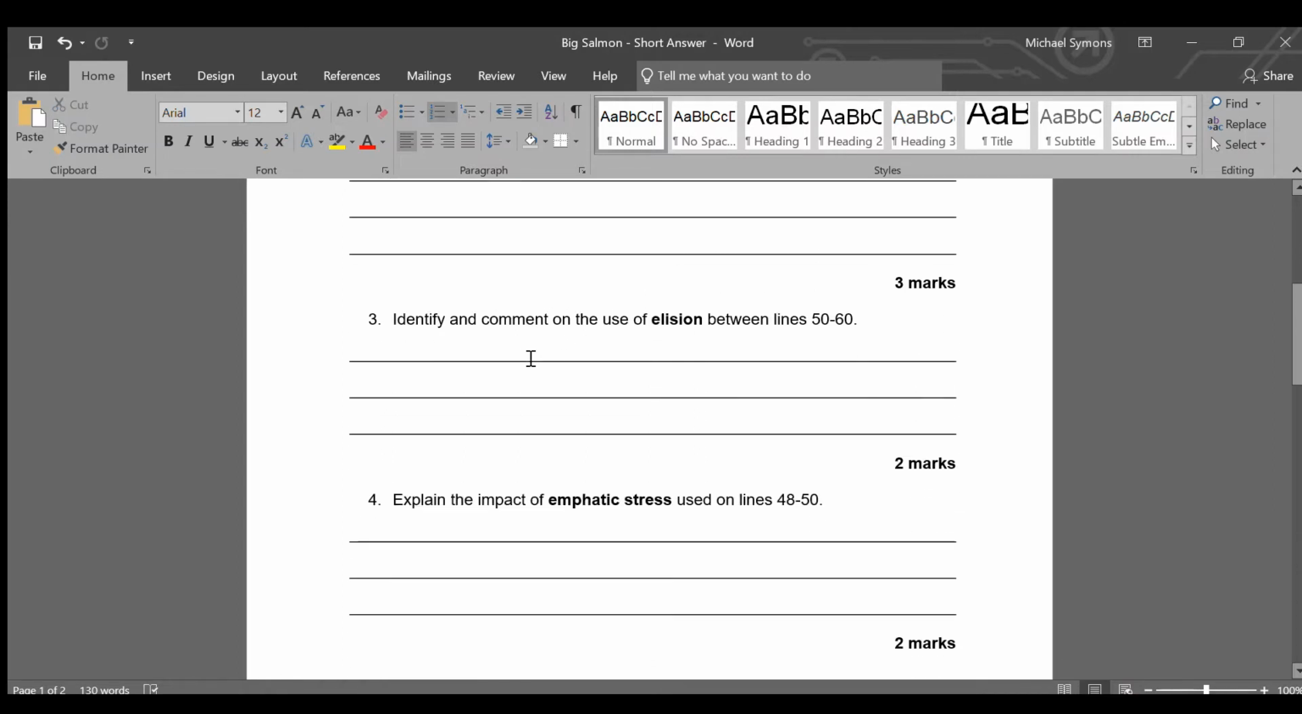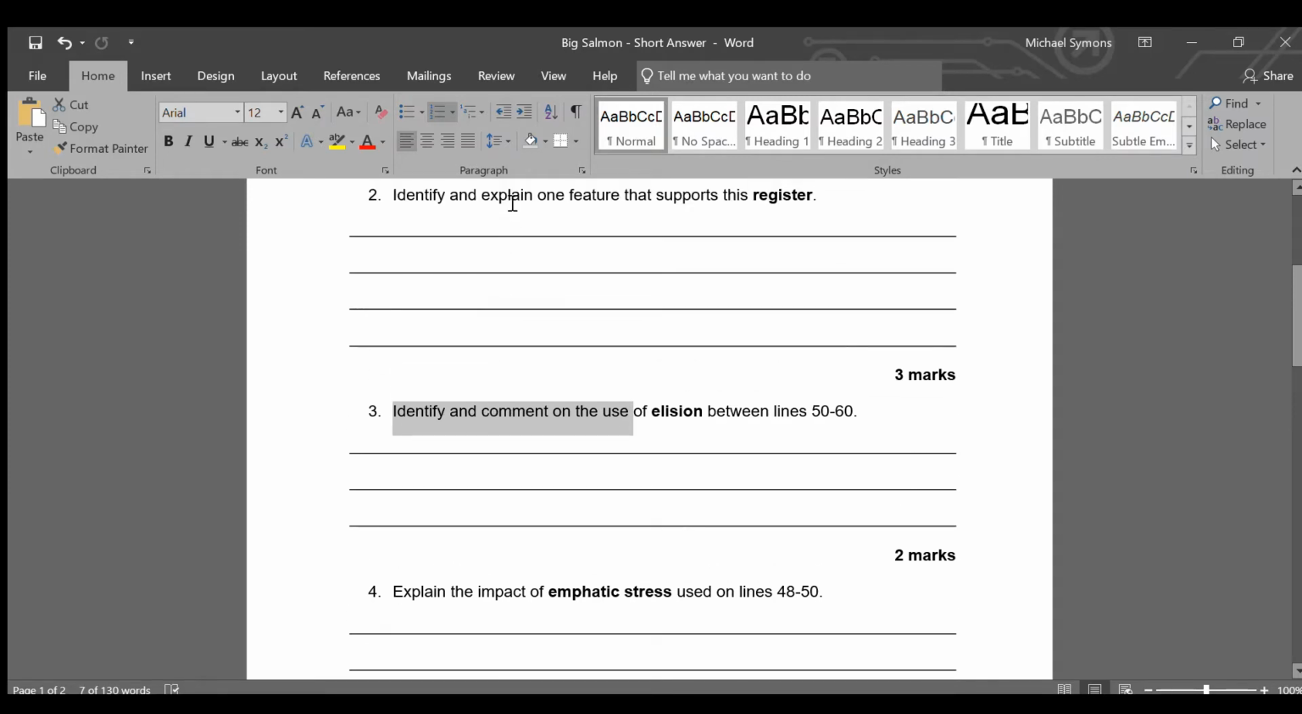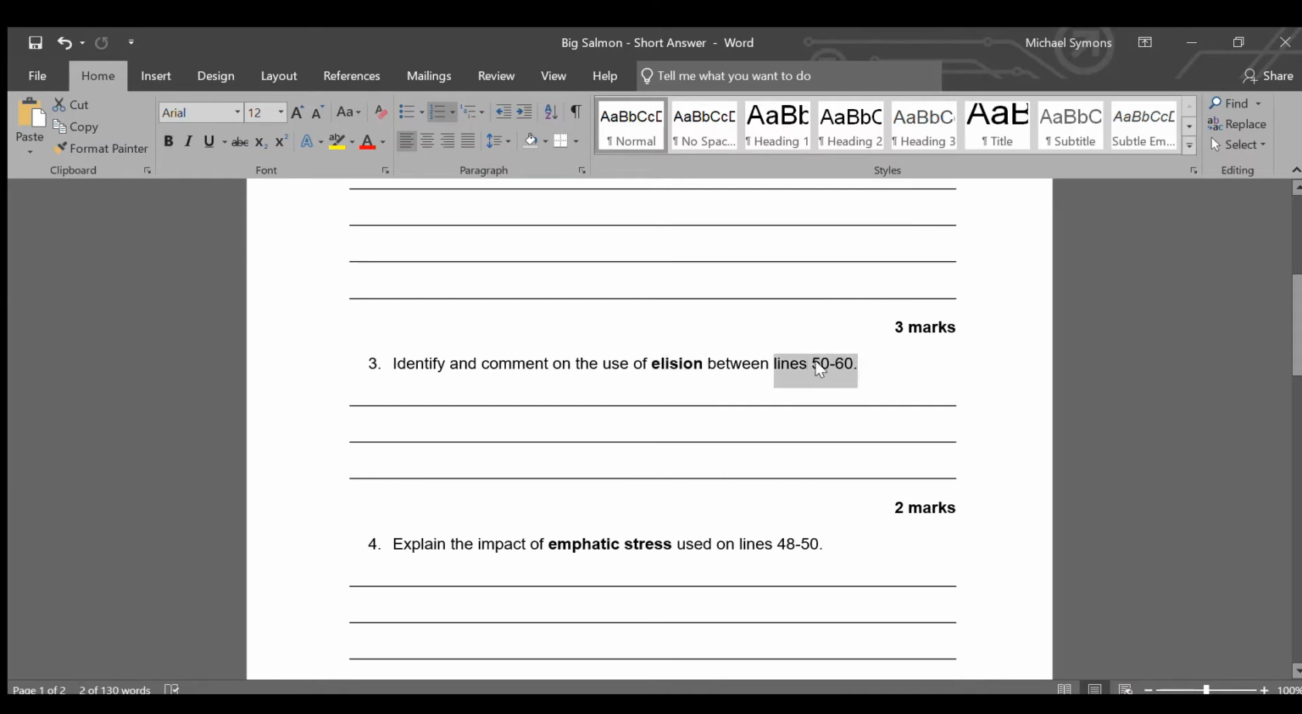Next question here. Identify and comment on. Notice this comment on, which is different from explain, but essentially that's what they want you to do, to explain. Don't just describe what it looks like on there. Description is like identification, it doesn't get you much, but explaining something, why is it there, how is it used, what does it mean, that's comment on or explain. Elision. Make sure you pick it out of these lines. If you don't, then you don't get the marks. You get 1 mark here for identifying and quoting, and another mark for your explanation and comment.